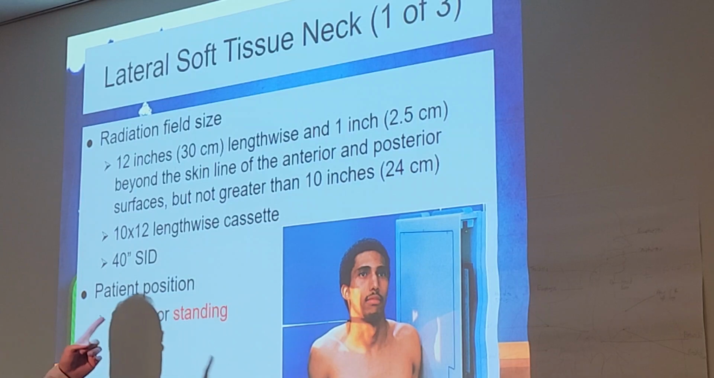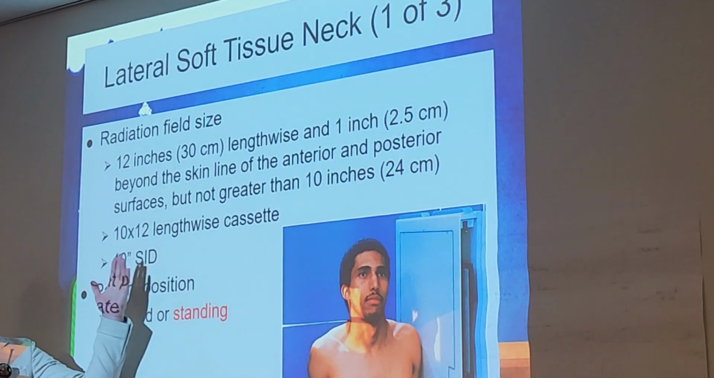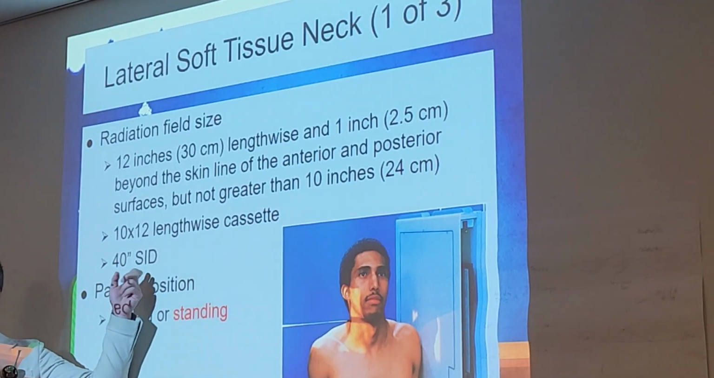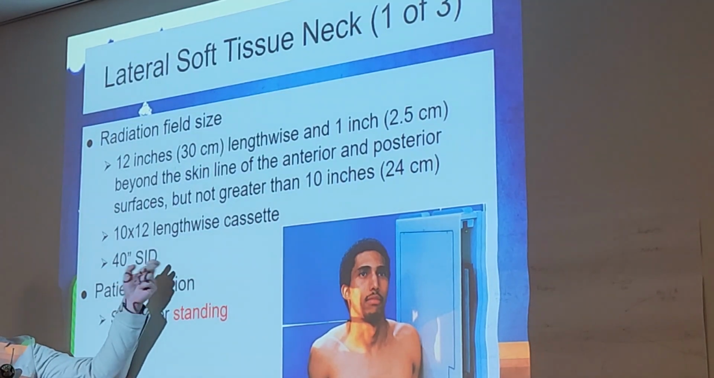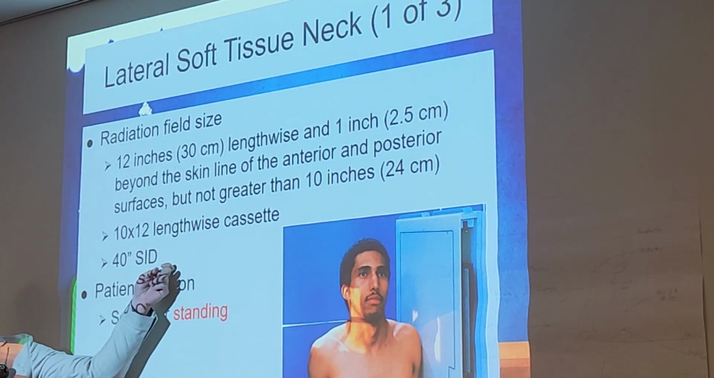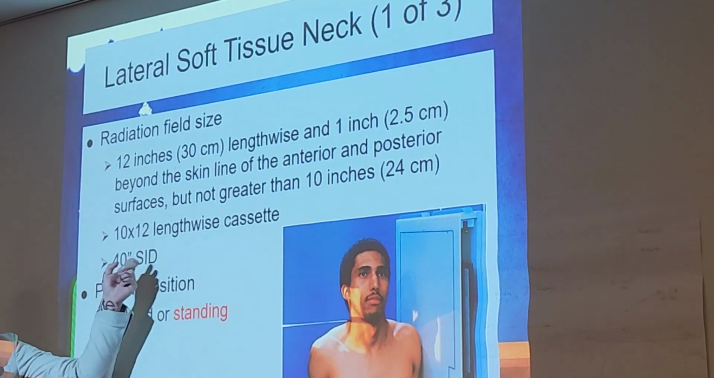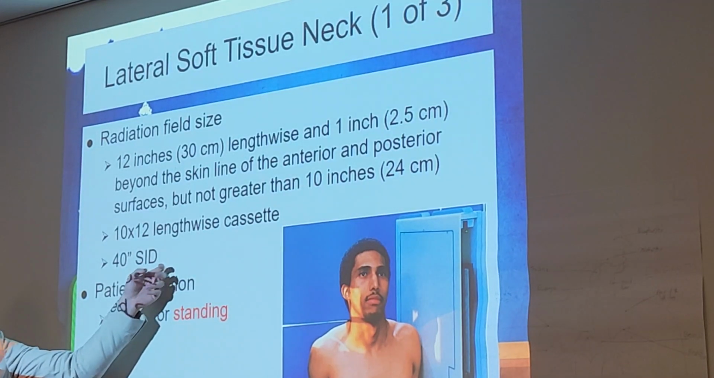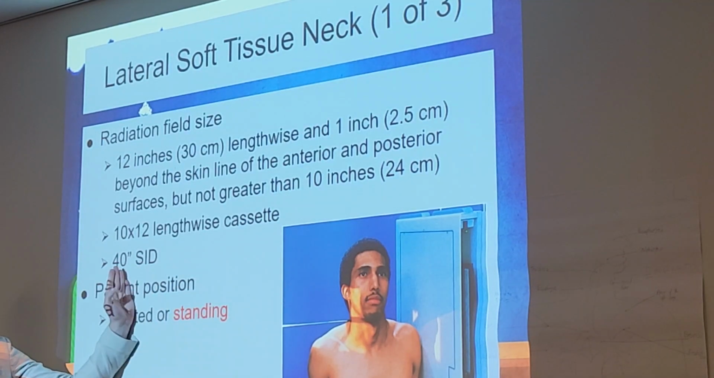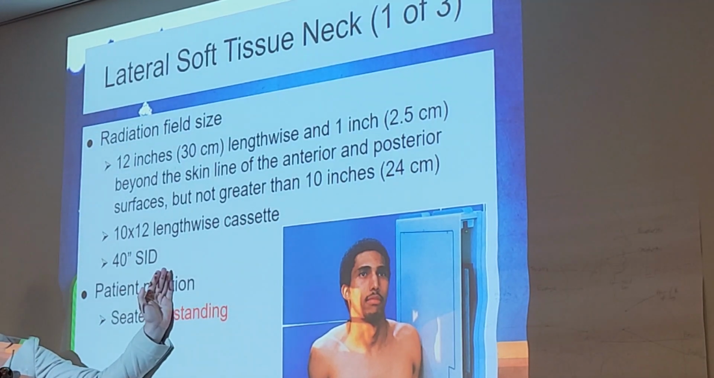And I want you to write both these down because there are variances on this. Per Merrill's, 40-inch SID is acceptable, but you are allowed to also do 72 on this exam if you want to write that in your notes. Will they give you both choices? No, they will not. We will go with what Merrill suggests because Merrill's is the gold standard. But you can go ahead and write that 72 is also considered acceptable.